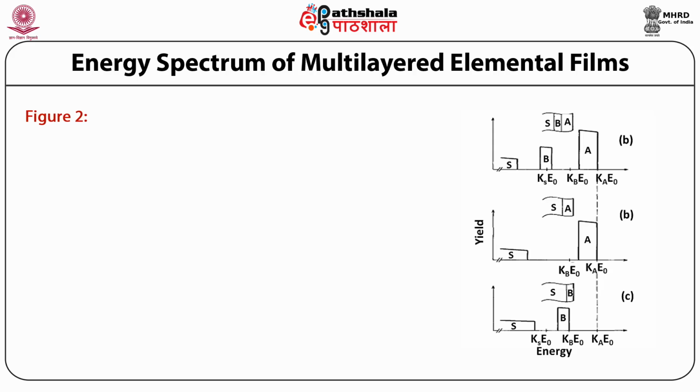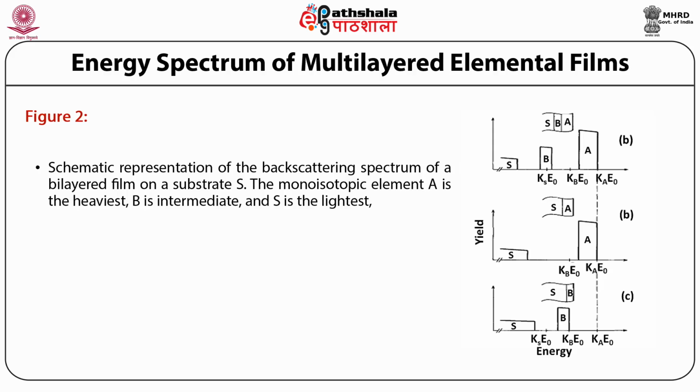The film sample shown in the figure consists of a film A sandwiched to a film B on the top, and both rest on an elemental substrate S. For backscattering spectroscopy, the most favorable situation is when element A is heavier than B and B is heavier than S, that is, Ks is less than Kb is less than Ka.